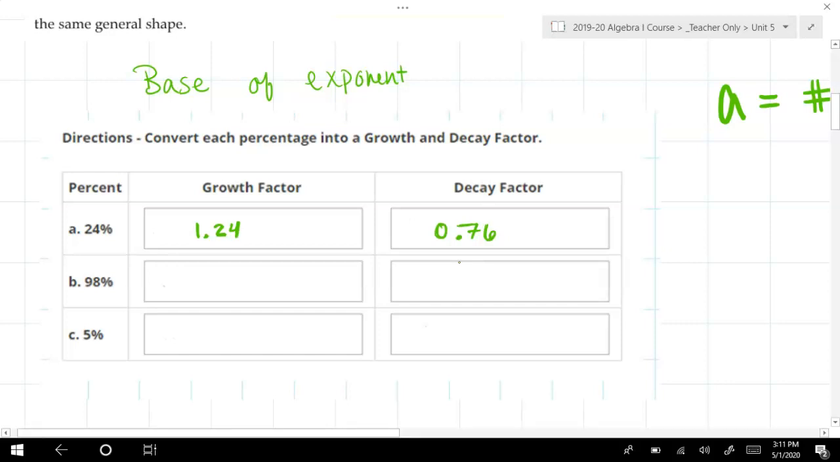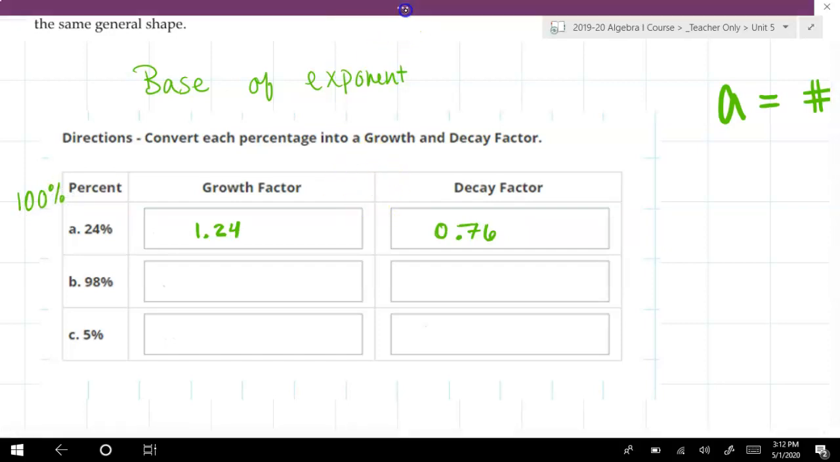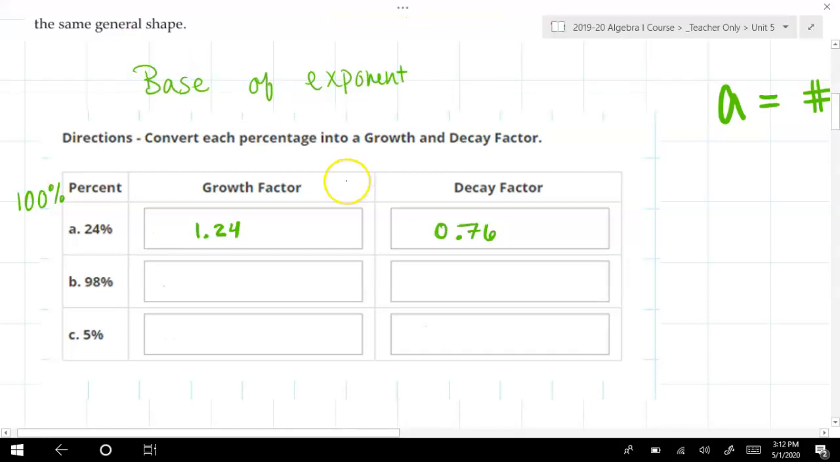So we're comparing the percent to 100. We're always comparing to 100%. And then we're converting them to a decimal. The growth factor, the base, will always be in decimal form. We do not add, subtract, multiply, or divide with percents. The numbers that are in the equation are always going to be the decimal equivalent.